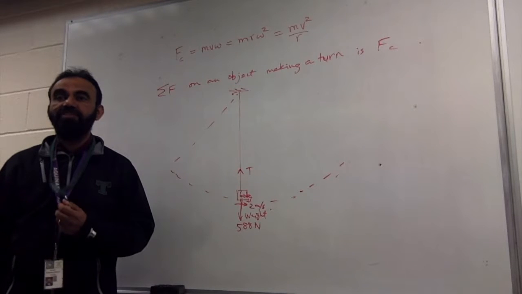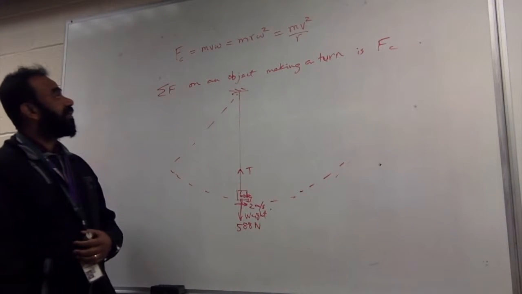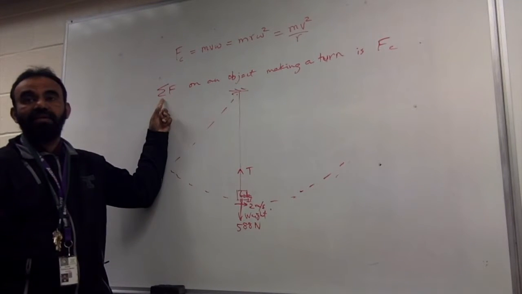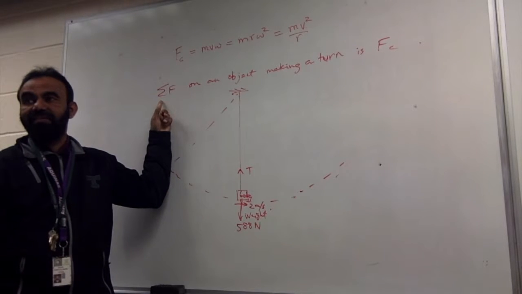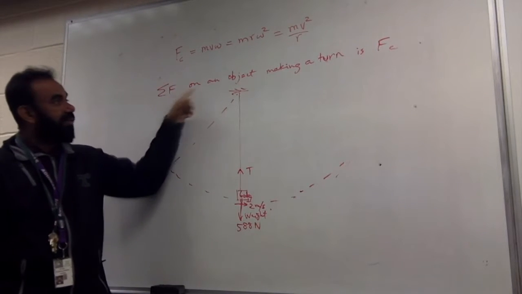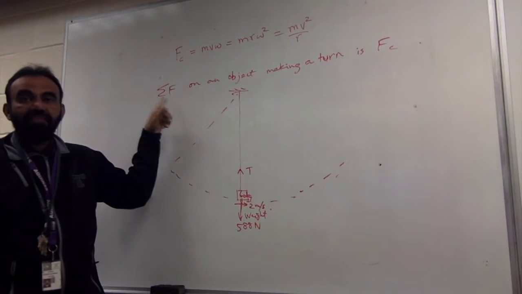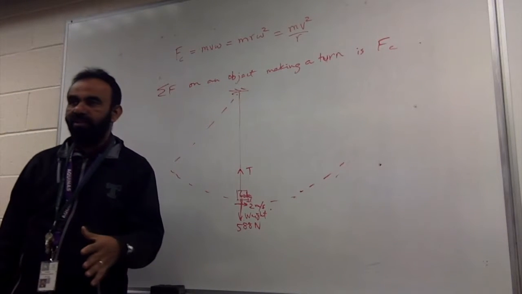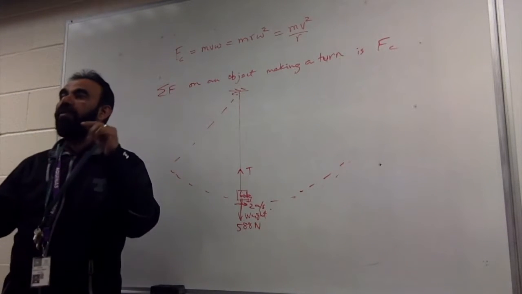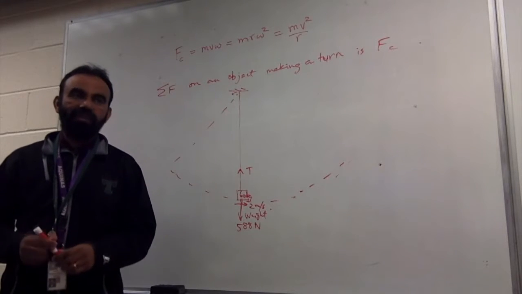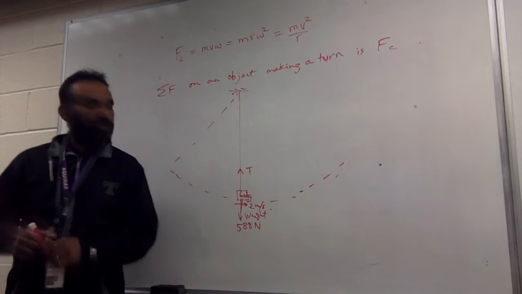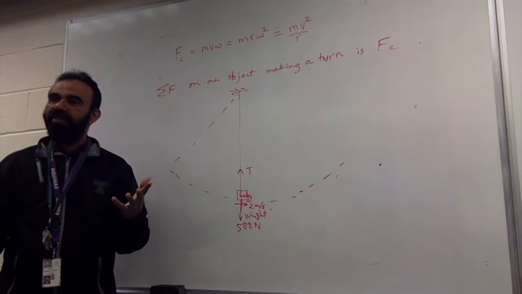Centripetal force is not a new force. It's a net force. That's why I wrote it down here. The net force. You can have thousands of forces acting on an object, but the net force is what we need for something to go in a circular path. Do you get it? So in this case, there are only two forces acting.